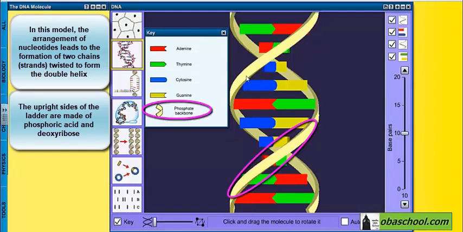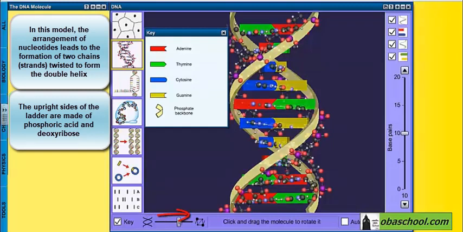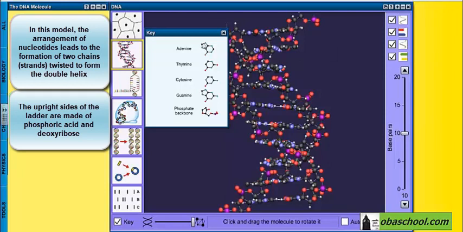So here we have every nucleotide is a phosphoric acid, deoxyribose, and nitrogenous base. Now here we can switch from this model to the chemical structure of all of the molecules found in the DNA. And we can see their key also. So this is the structure of adenine, for example. This is the structure of thymine, and so on. But we're going to stay at the first model for simplicity.